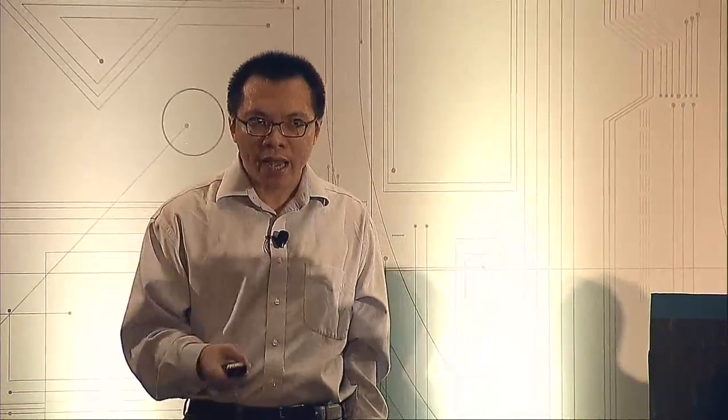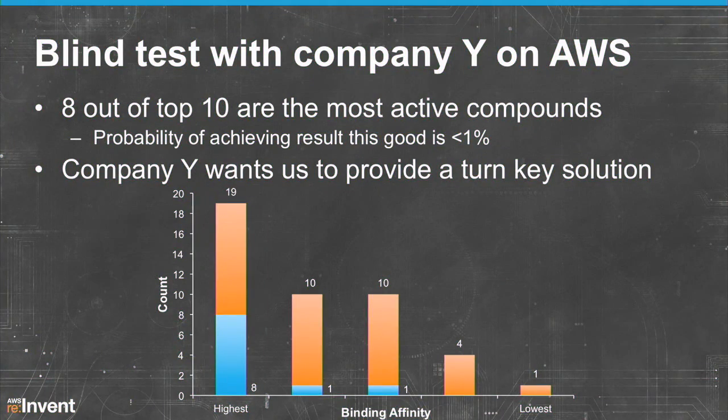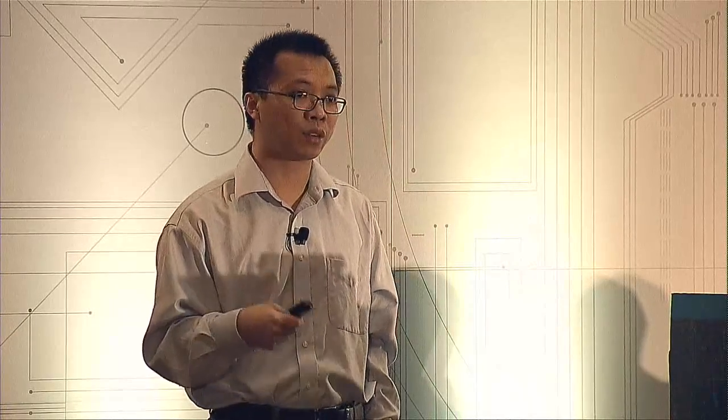There's another company, Y. They were also really interested in the technology. Again, because there are some people still skeptical about it, they asked us to do another blind test. It turns out 8 out of 10 active compounds we predicted are the most active ones. Again, the probability is very low. And when their head of medicinal chemistry heard about our prediction result, they reached out to us and asked if we could provide a turnkey solution for several hundred GPUs.